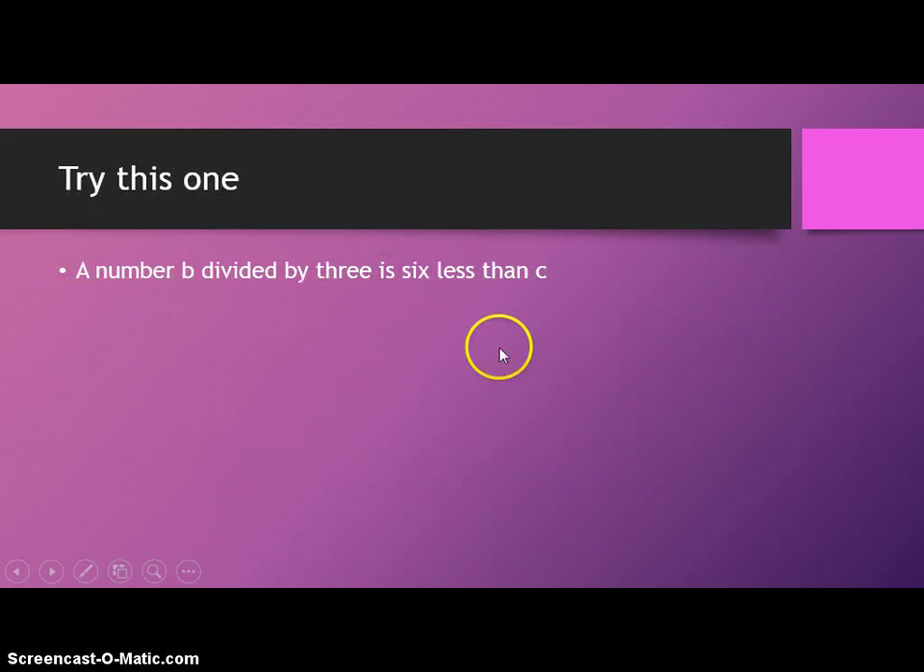All right. I'd like you guys to try this one. Pause it, and you're going to be bringing this to class tomorrow. A number b divided by 3 is 6 less than c. So try that one, and we'll move on.